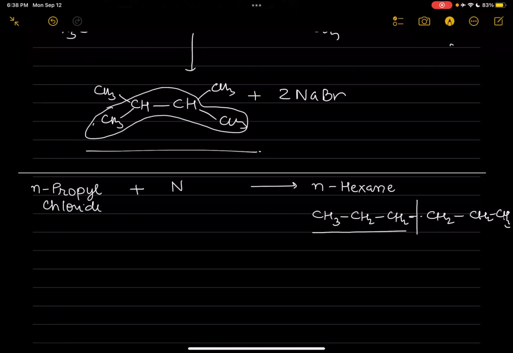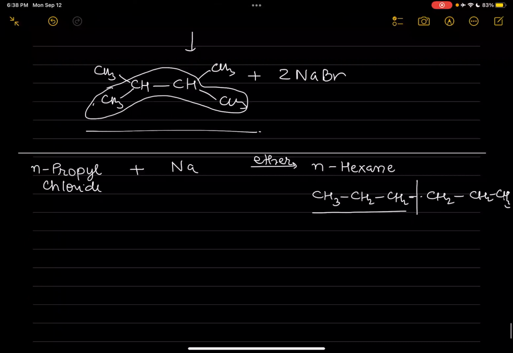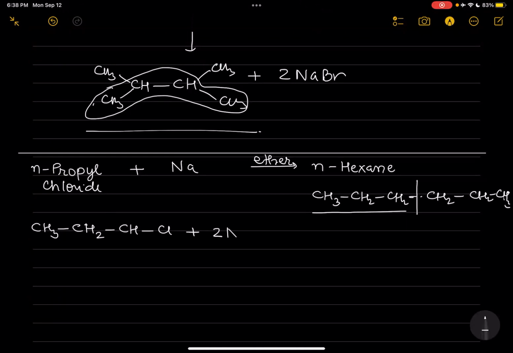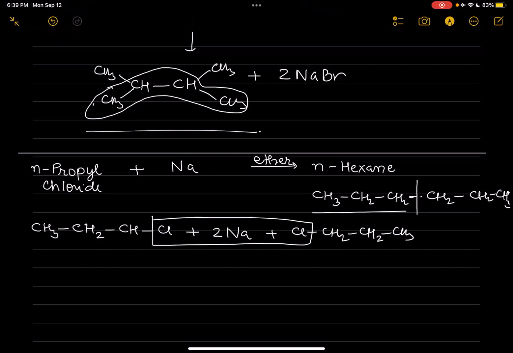You react it with sodium in the presence of ether. That's what we have seen in the last class. So propyl chloride, I will write the structure. This is 1 chloropropane, the IUPAC name. Anushka, is it clear? And if you want to write the complete balanced equation, you need 2 moles of sodium and 2 moles of propyl chloride.